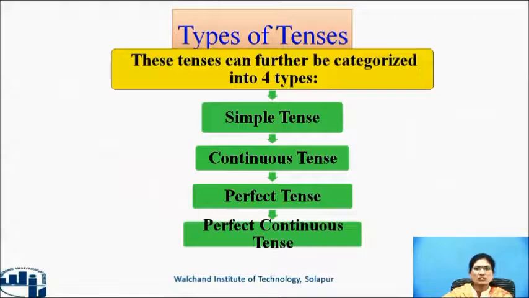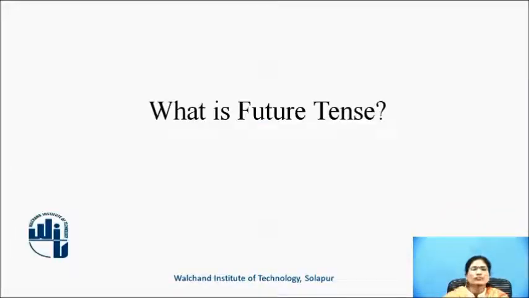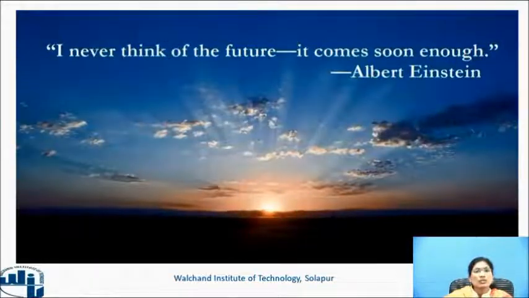These tenses can be categorized into four types. What is future tense? I pause my video for a few minutes. I hope you have given an answer to what is future tense. Let us resume. I never think of the future. It comes soon enough, Albert Einstein said.